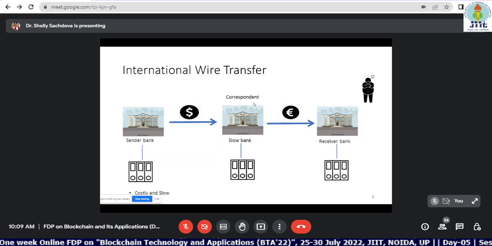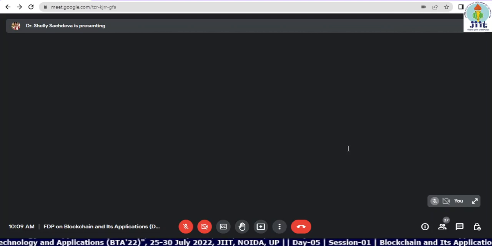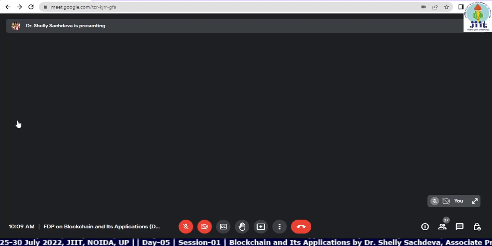So that is what the new idea and concept that the blockchain introduced: remove this particular correspondent, remove the intermediary. If you remove this intermediary, you will be able to transfer from the sender towards the receiver. So that is what the blockchain network is.